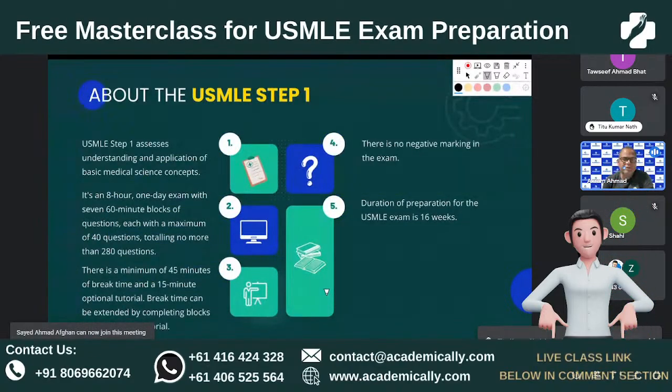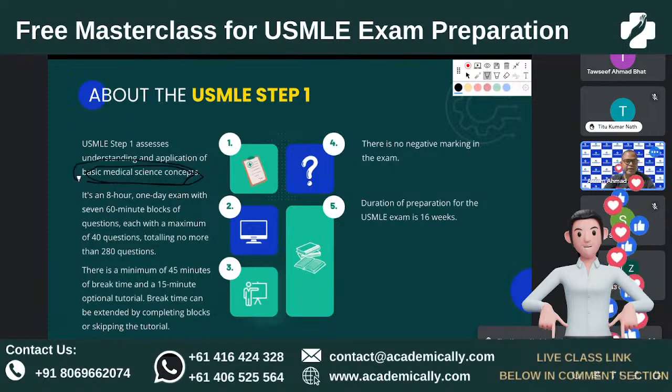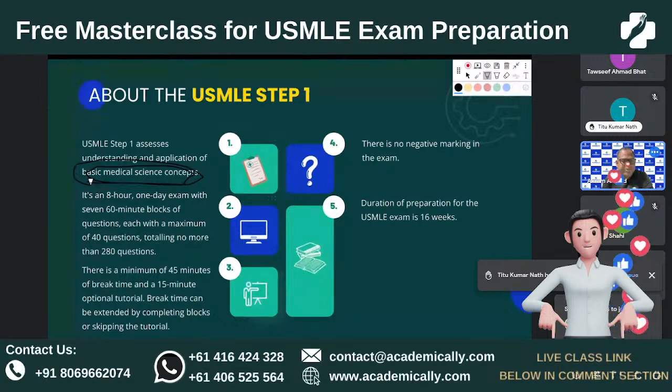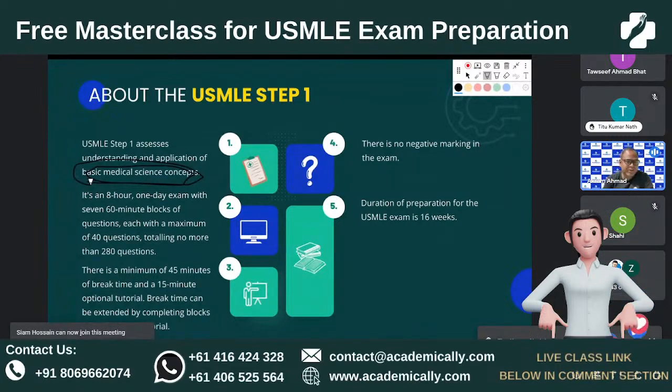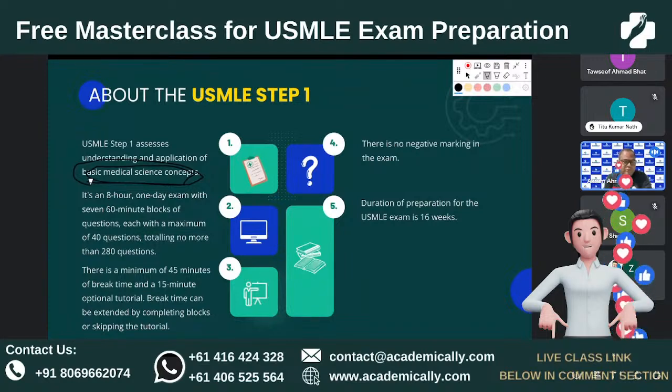First of all, there is no negative marking in USMLE step 1, so you need to attempt most of the questions, I can say all the questions. In part 1, they will ask basically basic medical science concepts only, especially pharmacology, physiology, and biochemistry, all the subjects. It is an 8-hour, 1-day exam with around seven 60-minute blocks of questions. You might get a maximum of 280 questions, and there will be around a 45-minute break time and a 15-minute optional tutorial as well.